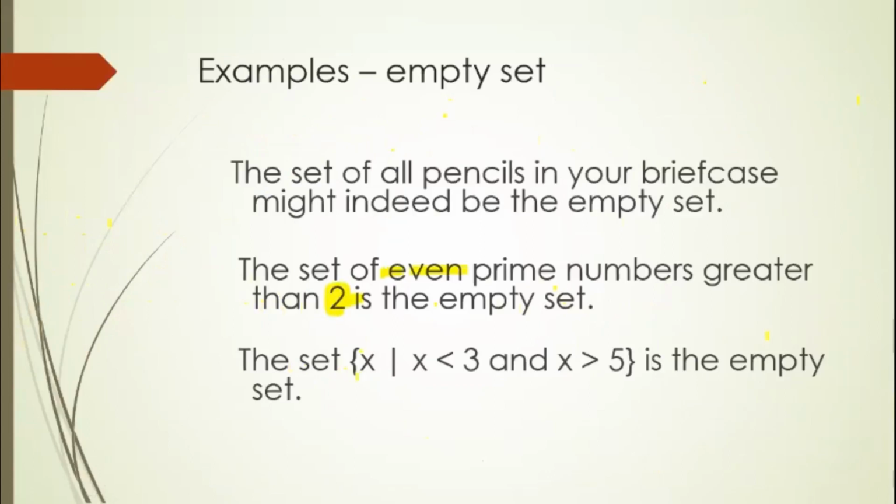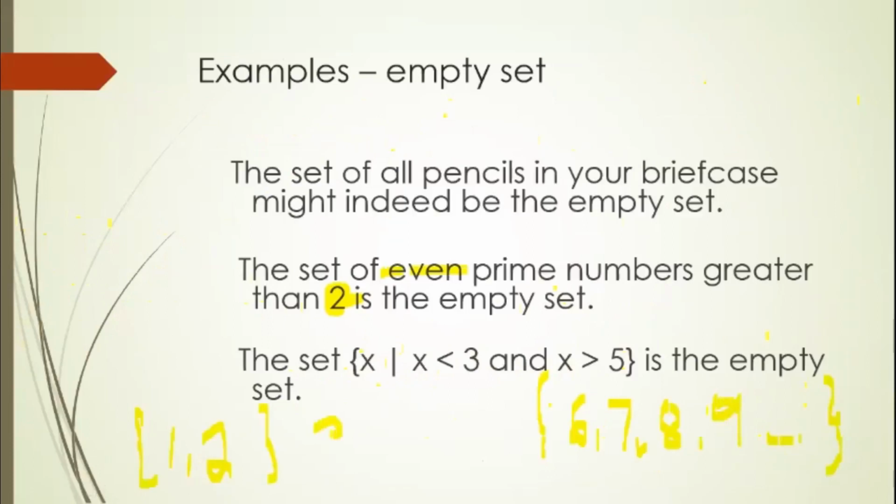In here, the set of x such that x is less than 3 and x is greater than 5 is the empty set. So let us just write this first, the equivalent of x less than 3. So let's say, for example, that is 1 and 2. And what about x greater than 5? So 6, 7, 8, 9.